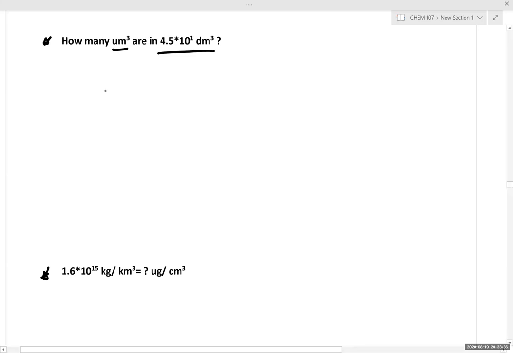So first things first, let's write out our starting units. We have 4.5 times 10 to the first decimeter cubed. And our end goal is micrometers cubed. Okay, so what intermediate unit can we go through? What is the base unit associated with decimeter cubed and micrometer cubed? Meters, yep, but instead of just normal meters, it would be meters cubed.